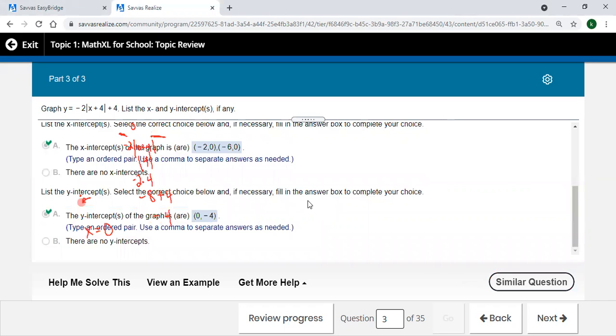So I hope that helps. If you get where you mess something up, always be thinking, what's the X-intercept? What's the Y-intercept? What do we know about it? And just stick with it. Determination. You can do this.